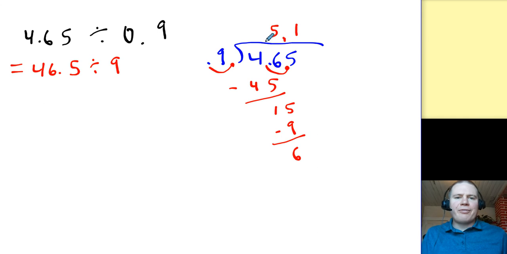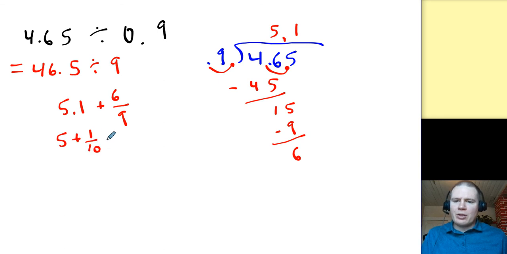You're not going to say 5.1 remainder 6, right? 5.1 and 6 ninths, that's not a thing. You don't have a mixed number with a decimal and a fraction. If we were going to do that, we would say 5.1, that means 1/10 and 6 ninths.